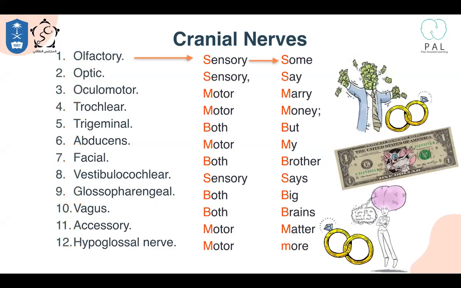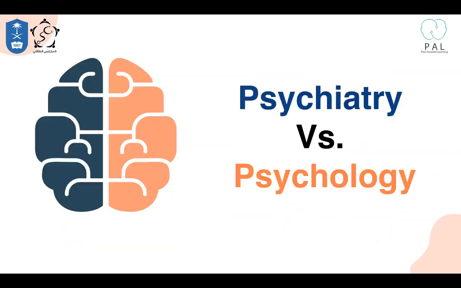And here is another mnemonic to help you memorize the function of each cranial nerve. Some say marry money, but my brother says big brains matter more. So the S represents sensory, M for motor, and B for both. Olfactory has a sensory function, optic has a sensory function, oculomotor is motor, trigeminal is both motor and sensory, and so on.